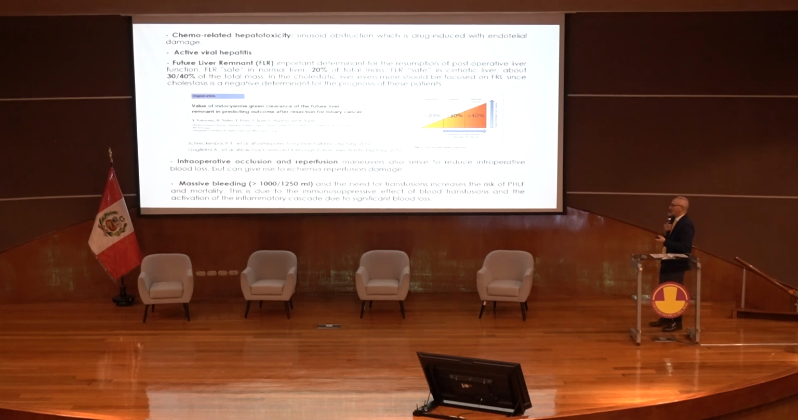And we have other situations in which we go to post-hepatectomy liver failure. Of course, as we said before, the maneuvers of occlusion of the vessels of the liver give an ischemia reperfusion. But even massive bleeding, more than 1 liter, of course, causes ischemia due to hypotension of the liver, and so we go to post-hepatectomy liver failure even in this case.